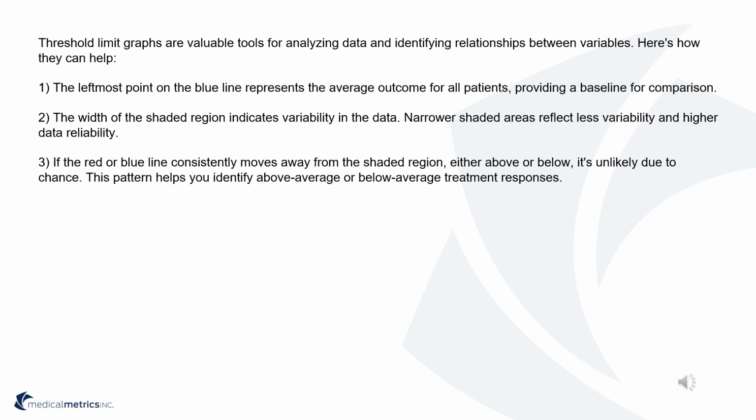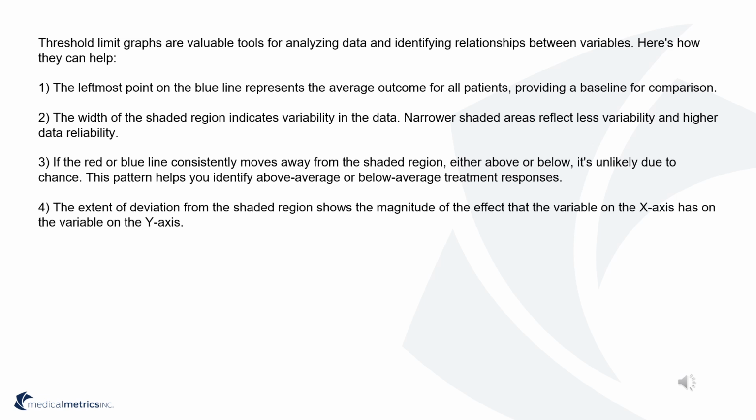3. If the red or blue line consistently moves away from the shaded region, either above or below, it's unlikely due to chance. This pattern helps you identify above average or below average treatment responses. 4. The extent of deviation from the shaded region shows the magnitude of the effect that the variable on the x-axis has on the variable on the y-axis.